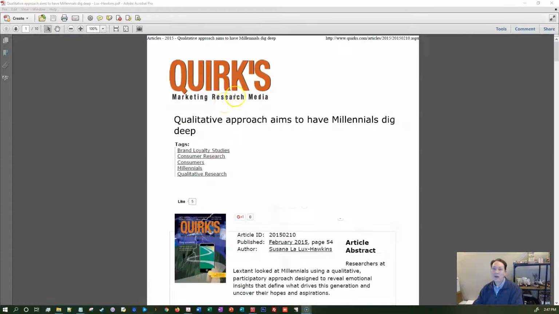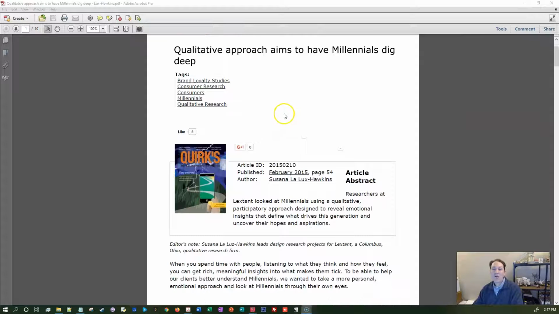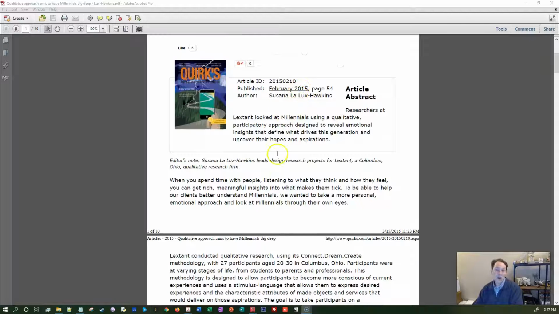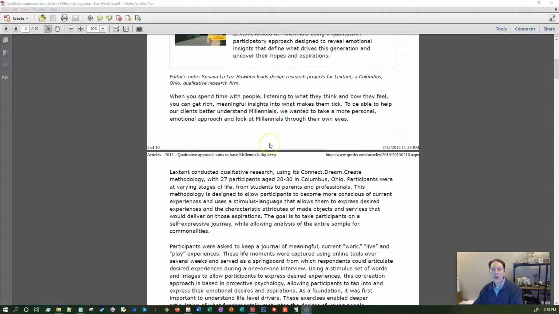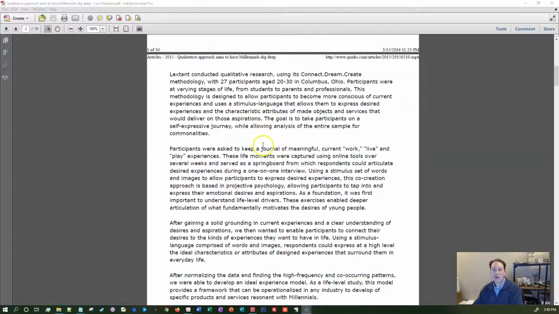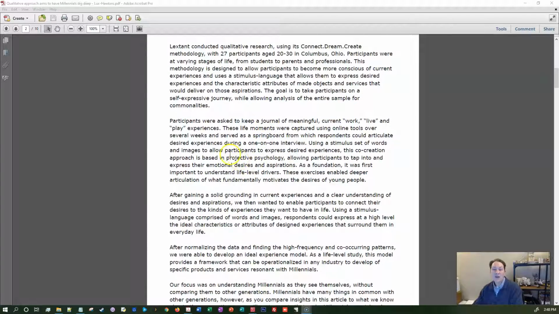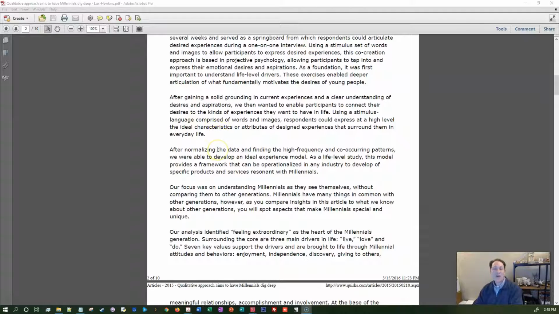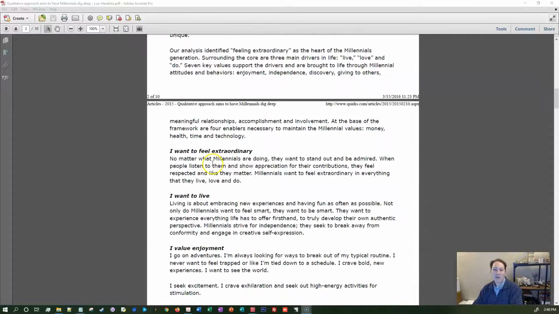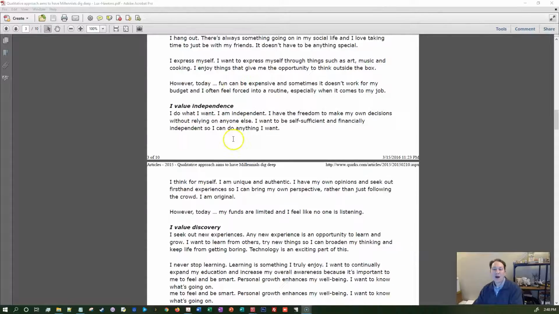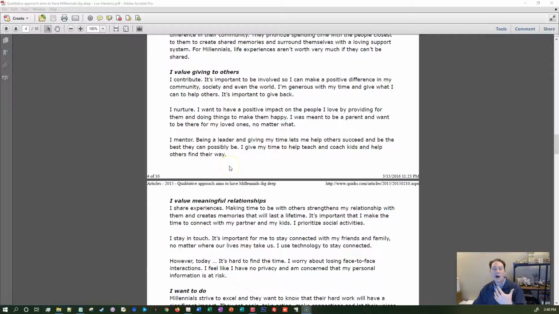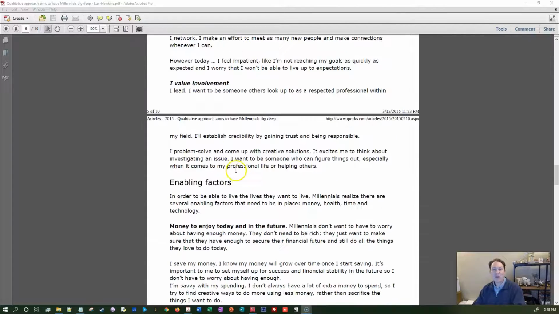The next article is talking about how to get millennials to dig deep, and this one comes from 2015. So again, it's a little bit older, but this is still a useful article because it talks about some really specific techniques that have been used to get younger people to open up and to share things about themselves in a way that is authentic to them as participants. And so offering them different types of prompts and different types of statements that they can make about themselves is one of the things that it talks about.